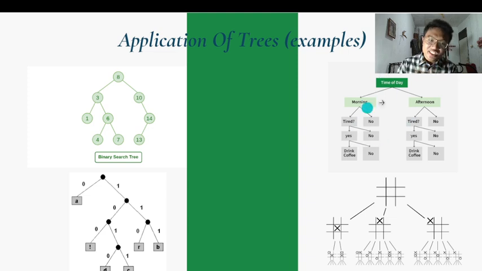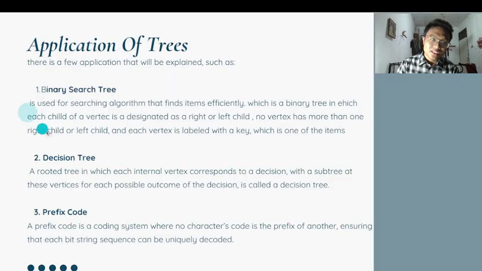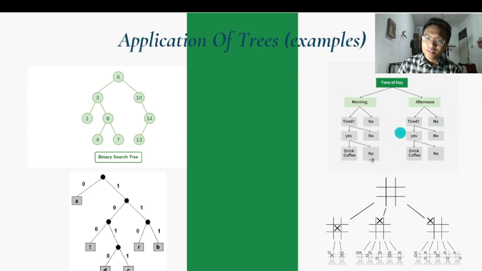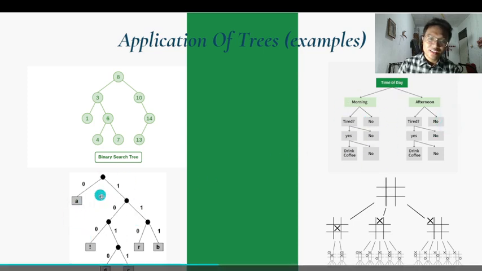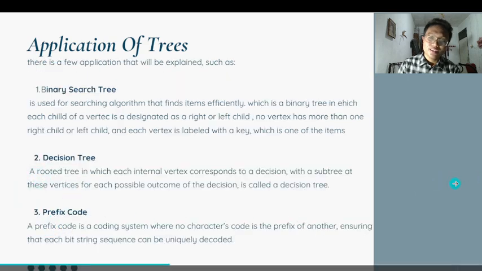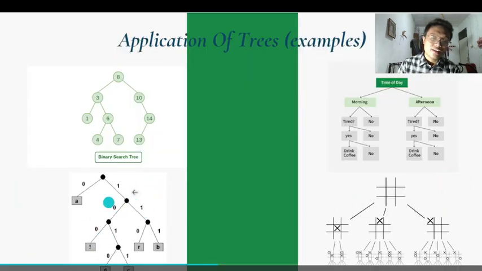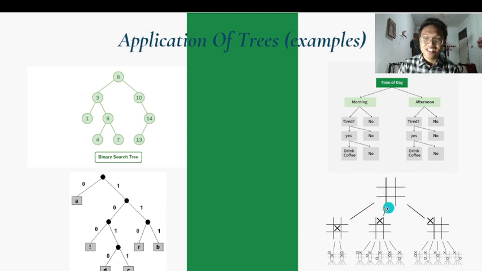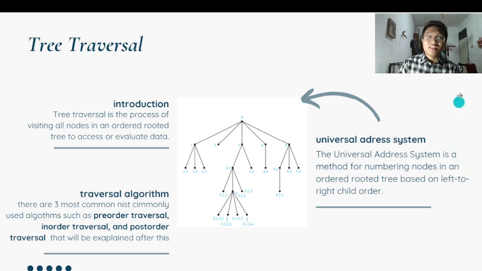This is a decision tree, which here we can look at, corresponding to a decision. Here it is, and then the second one, and the third one is a prefix code. We can look at the image that represents it, and the last one, as the image suggests itself, is a game of tic-tac-toe. This is a game tree, and then we will have tree traversal.